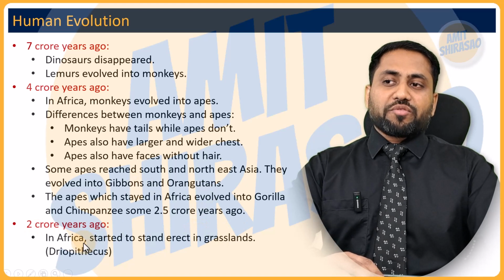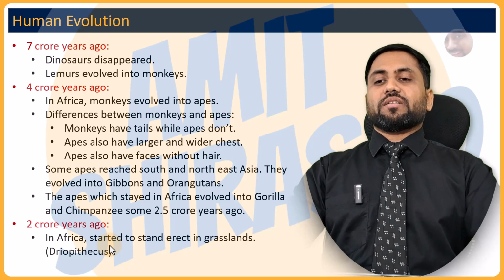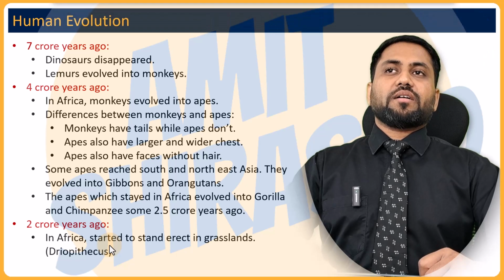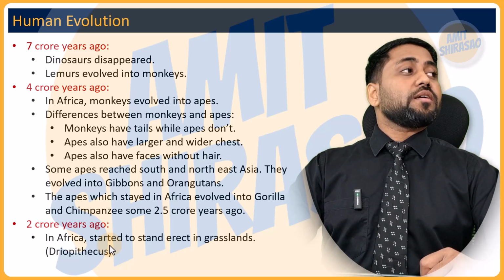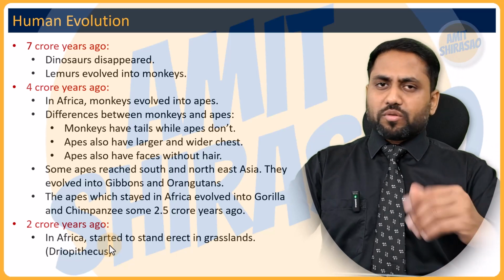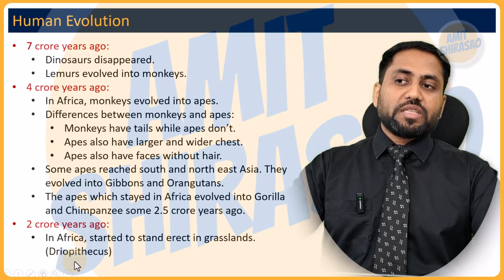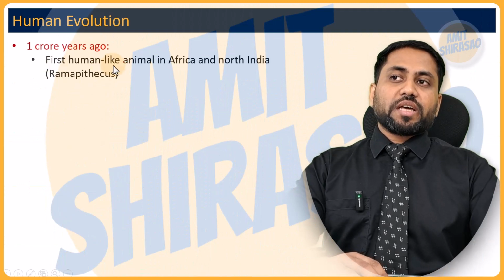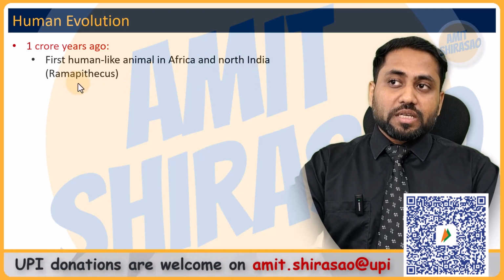2 crore years ago in Africa, they started to stand erect on the grasslands. They were still not very erect, but they could at least stand so that they could see more area. They could see if someone is attacking, or if there is any prey that they can attack. Although not very upright, they could at least stand. That is called Dryopithecus. Now after that, 1 crore years ago, the first human-like animal in Africa and North India was found. It is Ramapithecus.